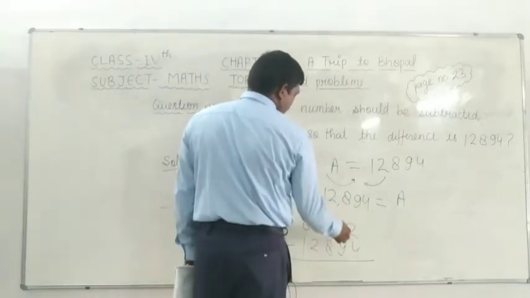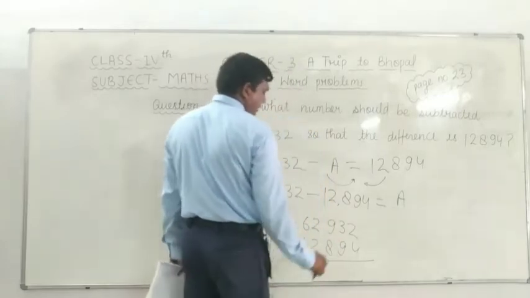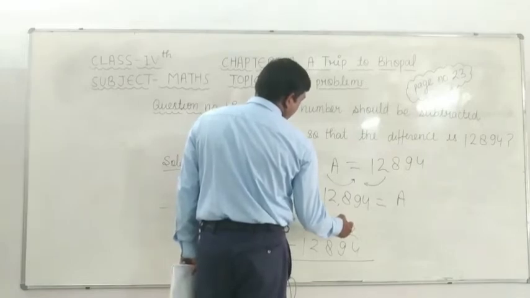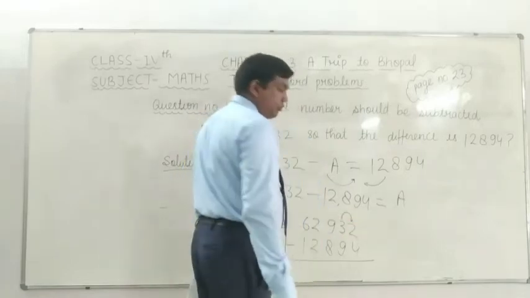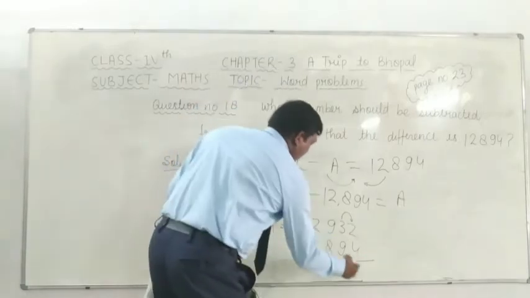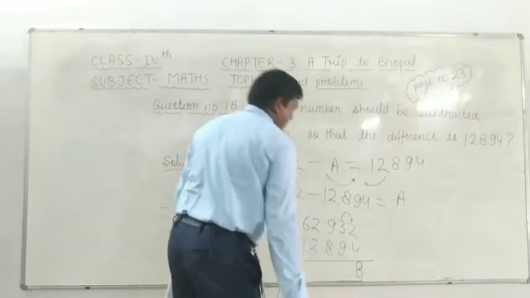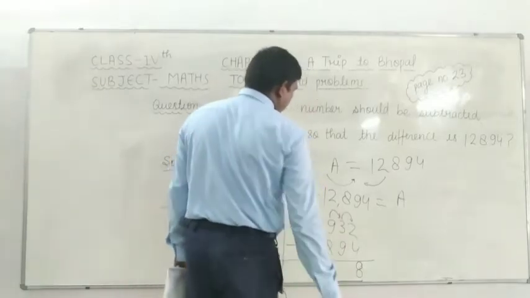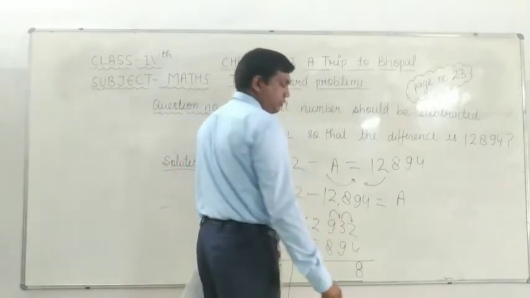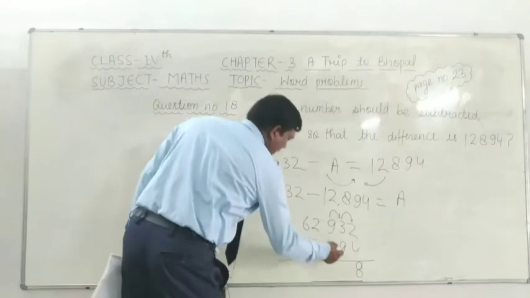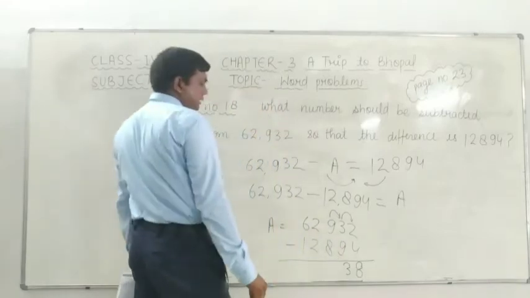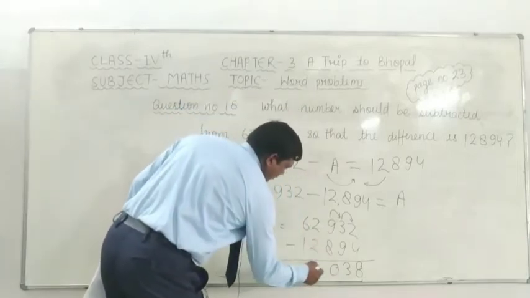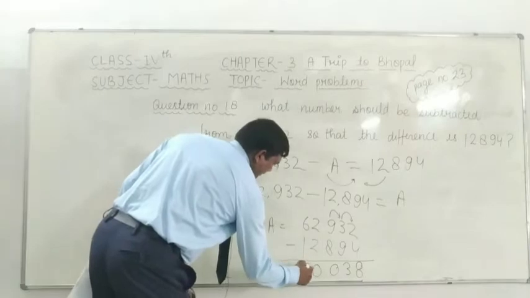Here given that 2, here given that 3, here 9. Look at here carefully, dear students. We have to take one borrow from this 3 and this 2 makes 12. 12 minus 4 is 8. And here we get 2 in place of 3. Then again we have to take one borrow from 9 and this 2 makes 12. 12 minus 9 is 3. Here we get 8. 8 minus 8 is 0. And here we get 0. And 6 minus 1 is 5.